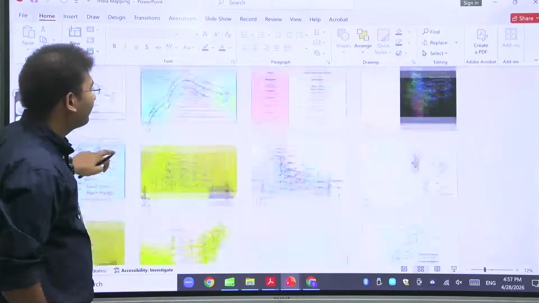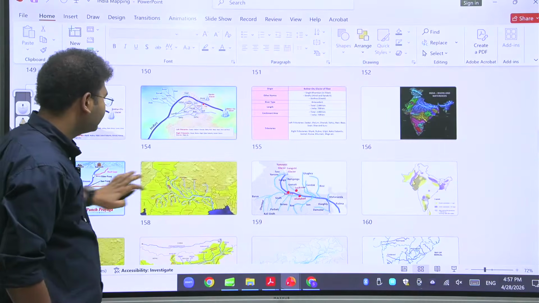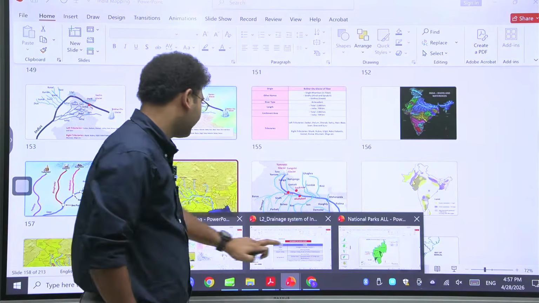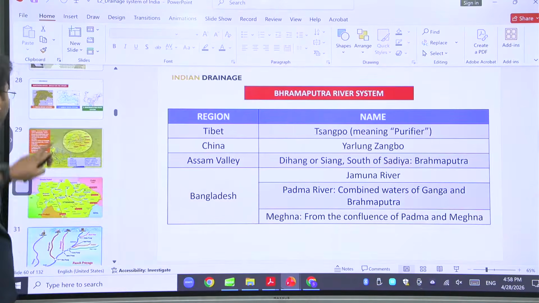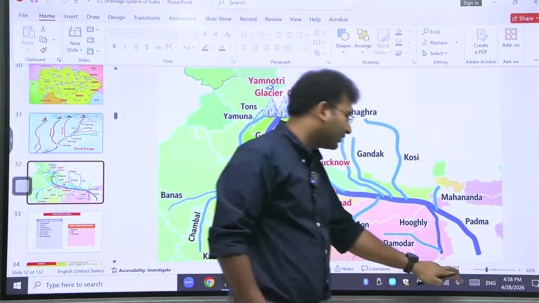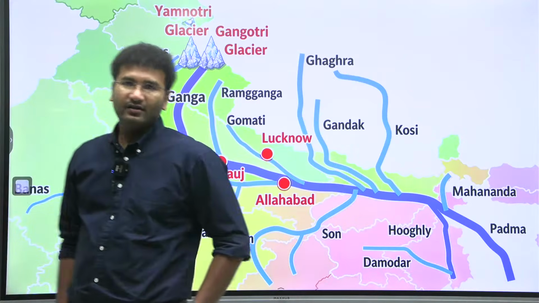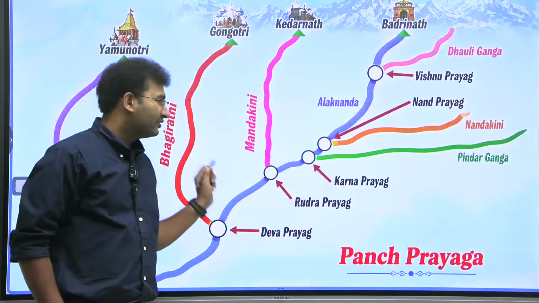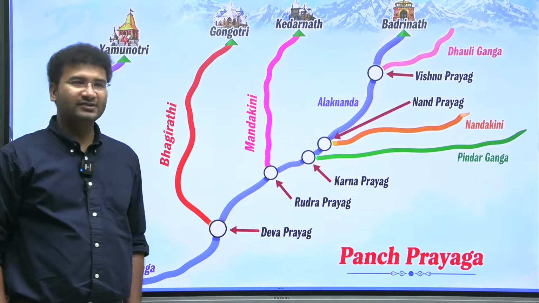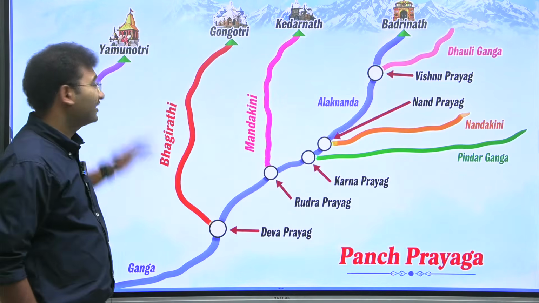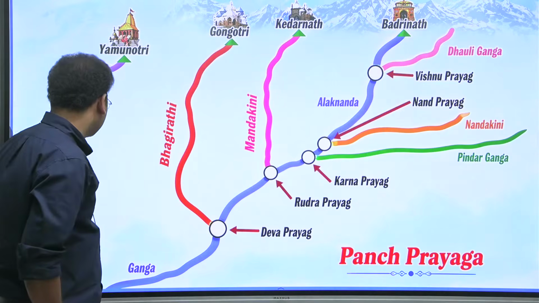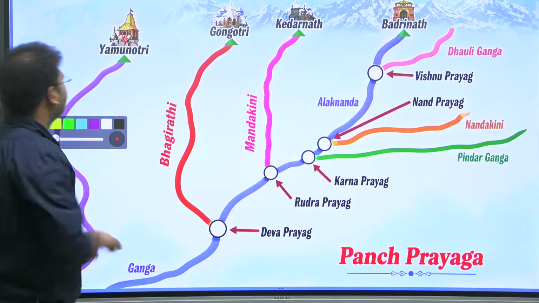Quickly come to Ganga. Origin at Gangotri. Yamunotri is Yamuna. But before that, you need to know the Panchaprayag. Right? See, there are 4 major places which you need to know. That is Kedarnath, Badrinath, Yamunotri, Gangotri. This is also called the Chardham Yatra. This is also called Chardham.